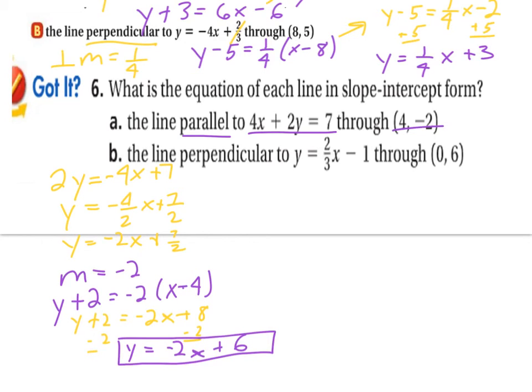The next example, going perpendicular to y equals 2/3 x minus 1 through the point (0, 6). They actually give us this y-intercept here. So if you didn't notice that, you could actually just do what we've been doing. We do want to be perpendicular to the 2/3 x minus 1, so that means that our slope would be the opposite reciprocal for 2/3. So the slope would be -3/2, and like I said, they gave us really the y-intercept of 6. So then that equation just becomes y equals -3/2 x plus 6. And there we go.